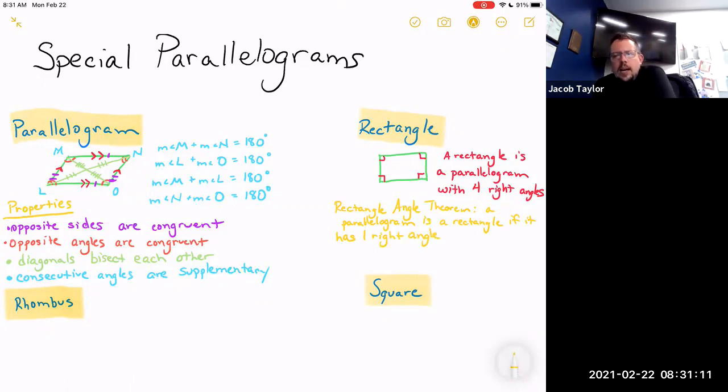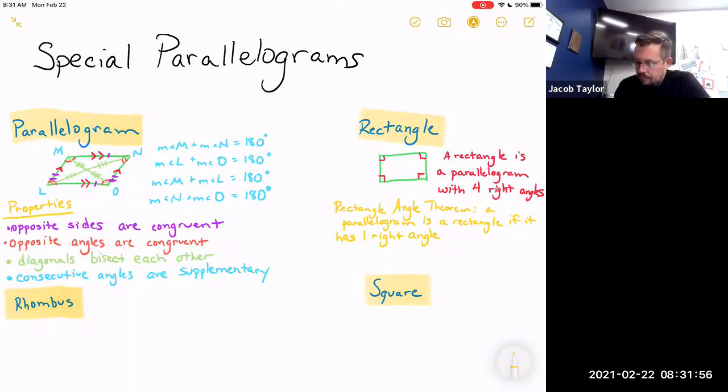So the reason why this theorem works is because if we know it's a parallelogram, we know the consecutive angles are supplementary. So if one angle's 90, the two consecutive angles next to it have to also be 90 so that they're supplementary, which gives you three 90-degree angles. And a quadrilateral always has a total of 360 degrees. So if we've got three 90-degree angles, the fourth one has to also be a 90-degree angle. So in order for something to be a rectangle, it must have four right angles. But if we know that the shape is a parallelogram, just knowing that one angle is right tells us that the entire set of angles must all be right.